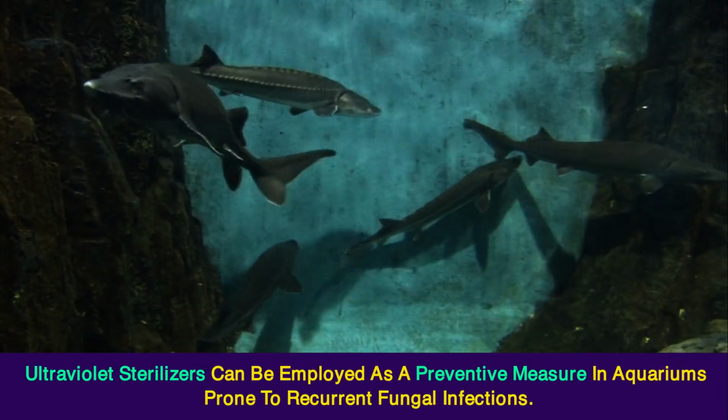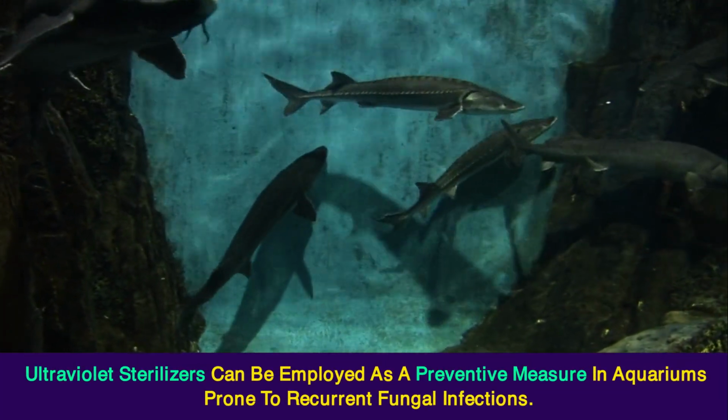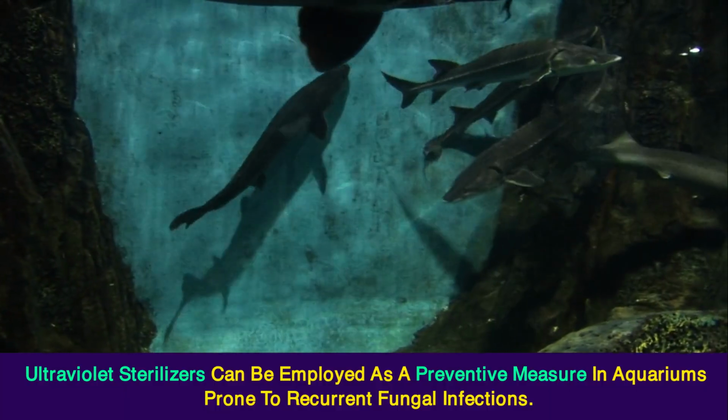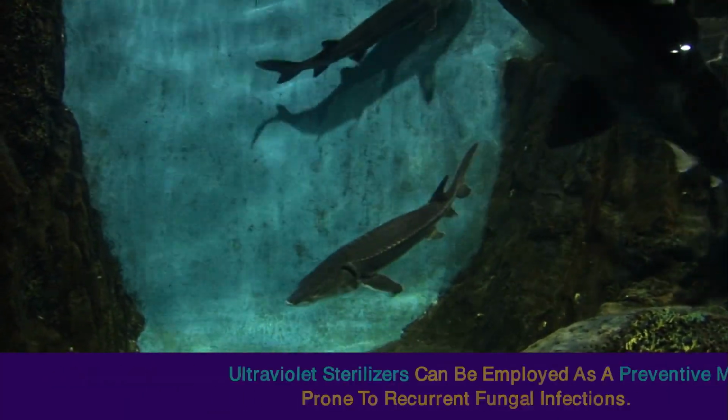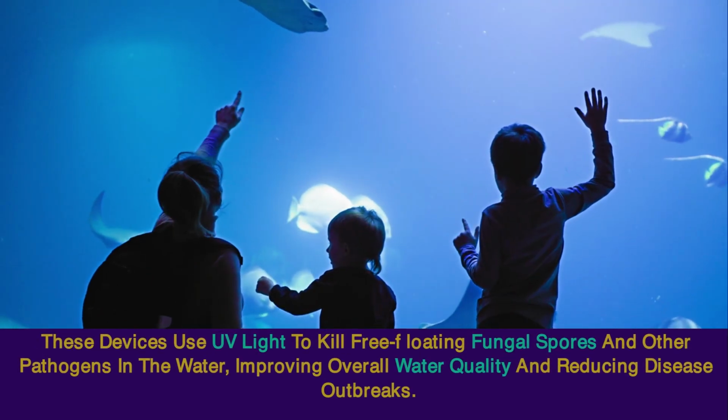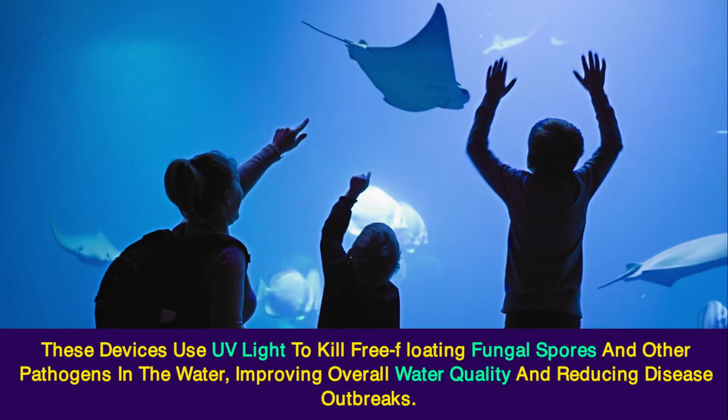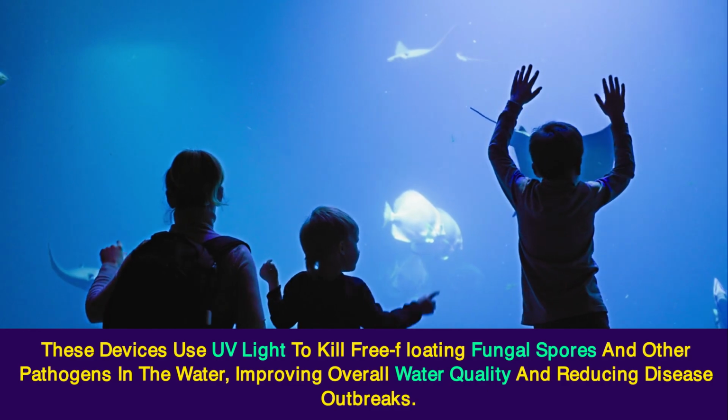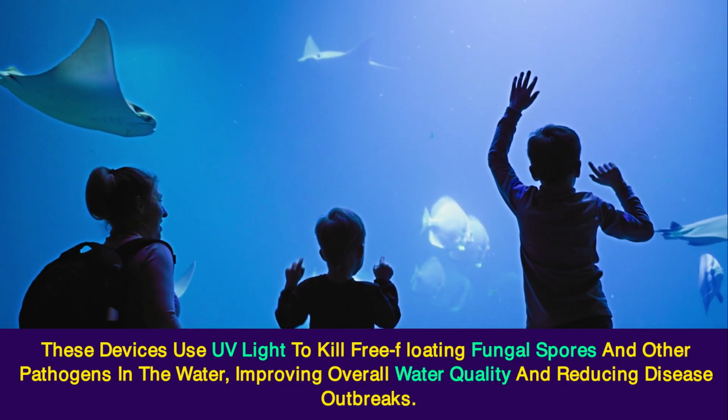Ultraviolet sterilizers can be employed as a preventive measure in aquariums prone to recurrent fungal infections. These devices use UV light to kill free-floating fungal spores and other pathogens in the water, improving overall water quality and reducing disease outbreaks.